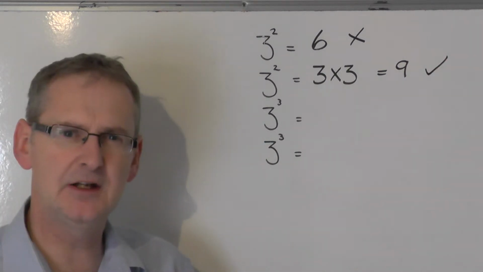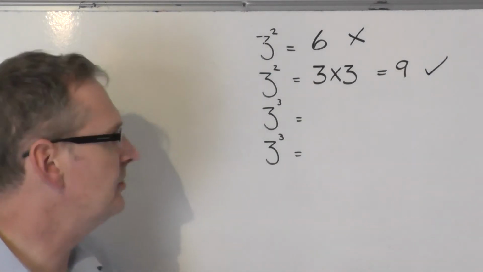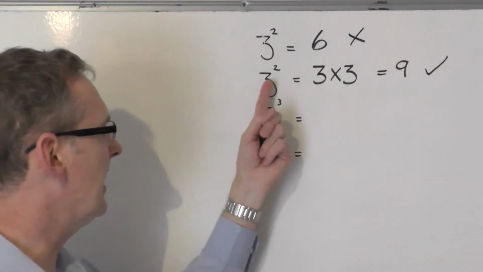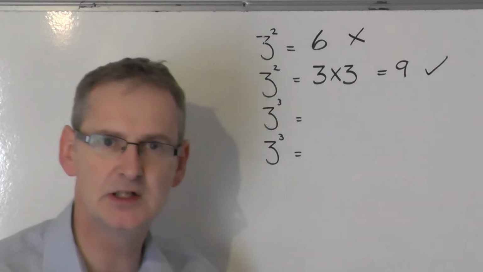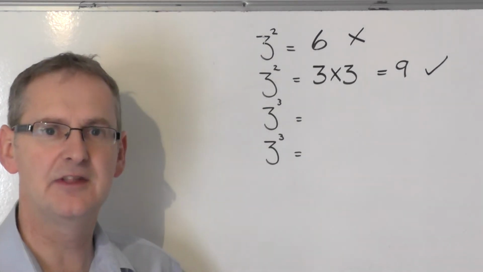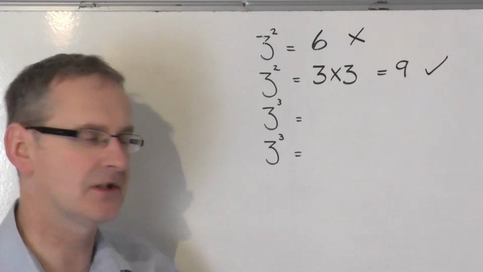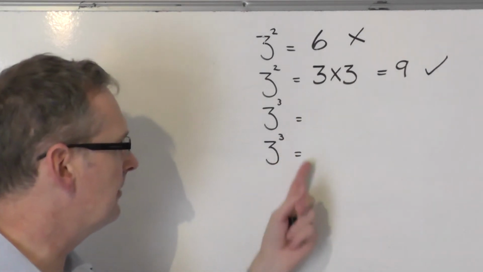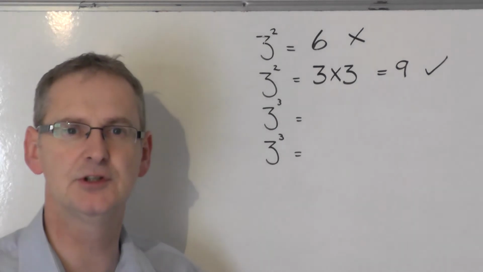Now, funnily enough, quite often some students who would get this one actually correct, if they work out 3 squared, they do actually put 9. When they come to do 3 to the power 3, they start making mistakes then. So they've got this one right, but they start making mistakes on the power 3 version.